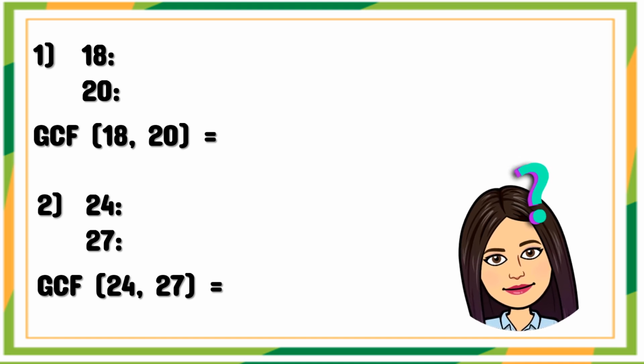Let's check now your answers. Let's find the GCF of 18 and 20 using the listing method. You can also write the factors of each number in order.